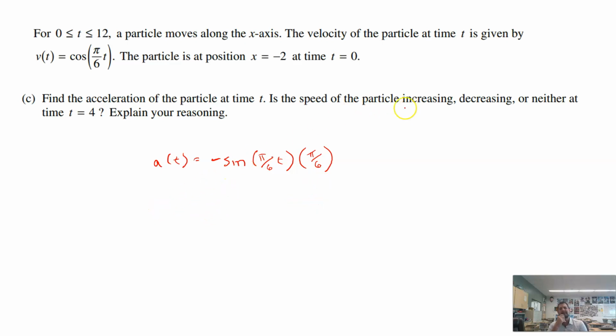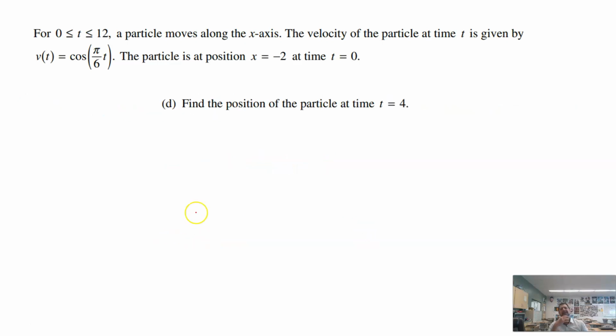Then I want to know if the speed is increasing, decreasing, or neither at that time. What that means is I have to take 4 and plug that into both the acceleration and into the velocity function. My acceleration function here is, I get a negative number, and the same is true for my velocity function. Since both of those are negative, that means that my speed is going to be increasing because those two things are working together.